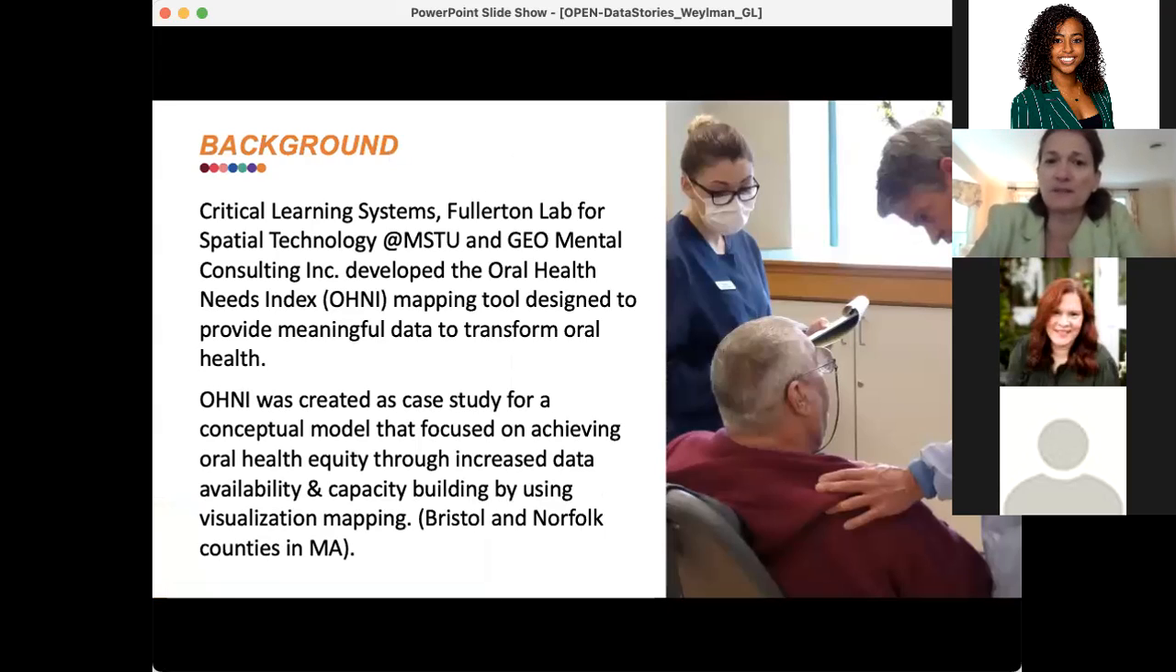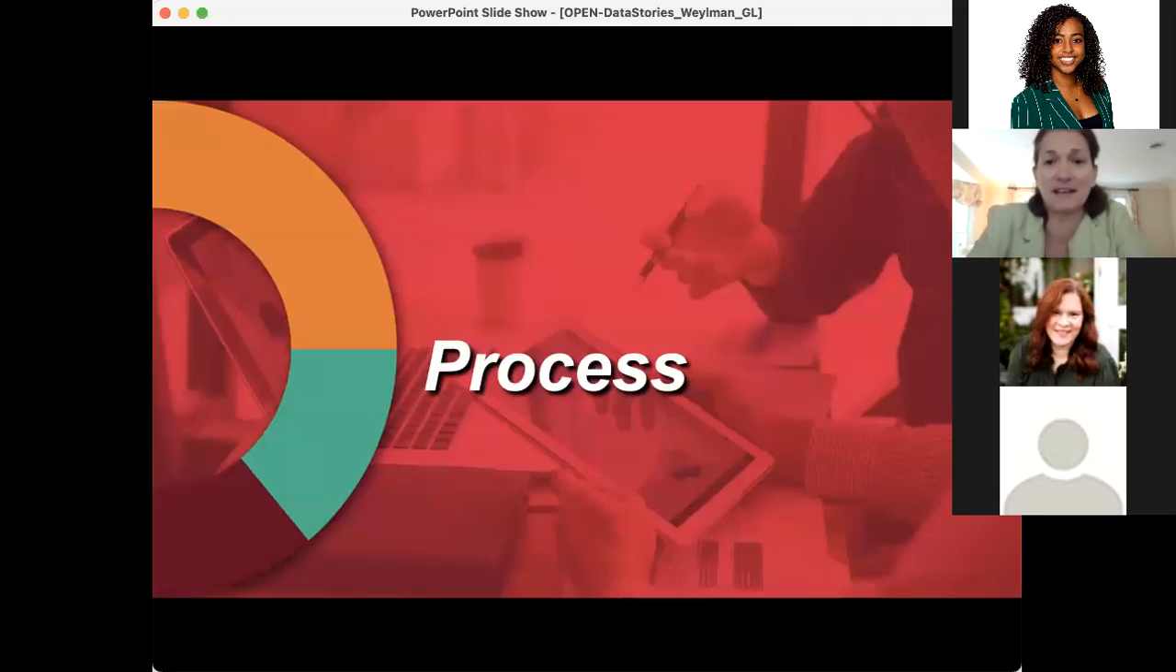Critical Learning Systems and the Fuller Laboratory for Spatial Technology at Middle Tennessee State University and Mental Consulting, Inc. helped develop this Oral Health Needs Index mapping tool that would provide meaningful data to transform oral health. The Oral Health Index model was created as a case study conceptual model, and it focused on achieving oral health equity through increased data availability, capacity building, and using visualization mapping. You can advance the slide.